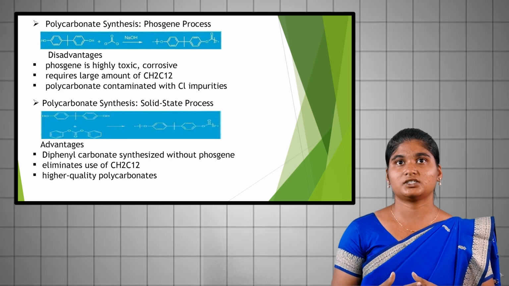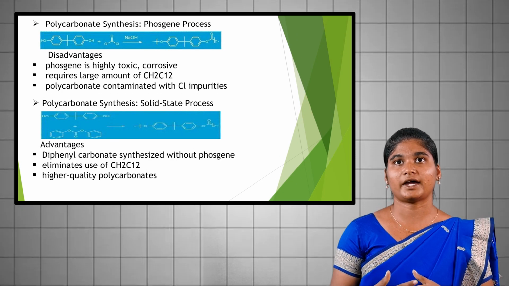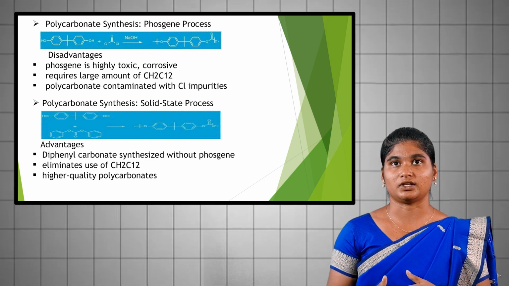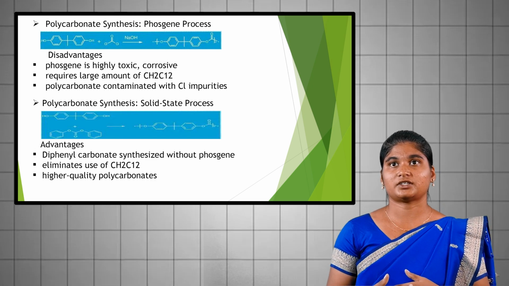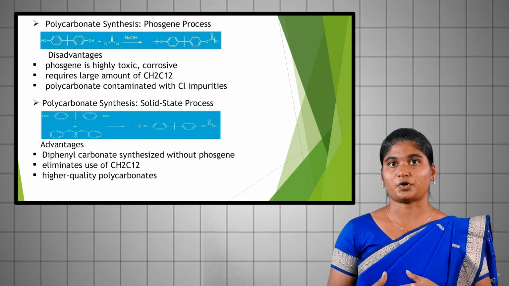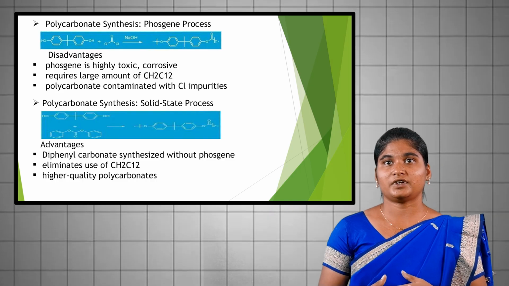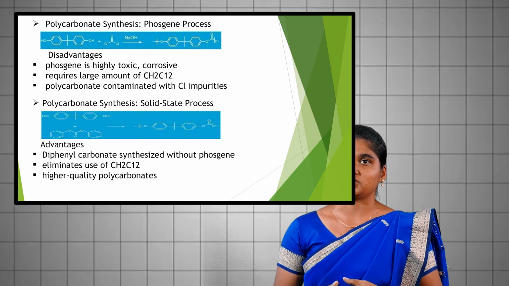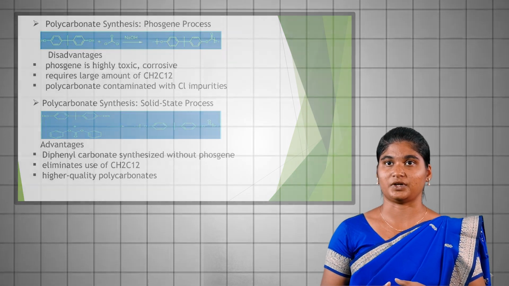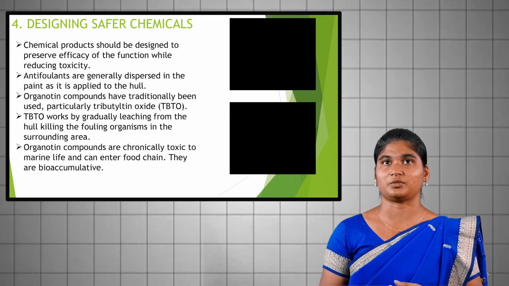Phosgene process. Disadvantages: phosgene is highly toxic and corrosive. It requires a large amount of CH2Cl2. The polycarbonate is contaminated with Cl impurities. Polycarbonate synthesis, solid state process. Advantages: diphenyl carbonate synthesis without phosgene eliminates the use of CH2Cl2 and gives higher quality polycarbonates.